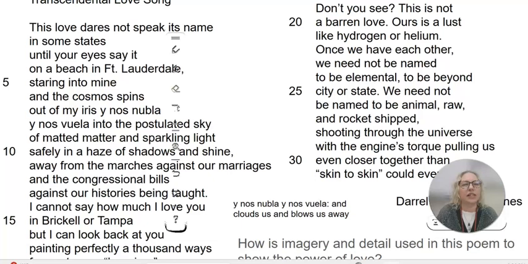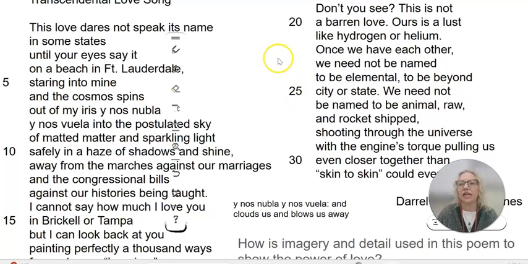This love dares not speak its name in some states until your eyes say it on a beach in Fort Lauderdale. Staring into mine and the cosmos spins out of my iris, y nos nubla y nos vuela into the postulated sky of matted matter and sparkling light, safely in a haze of shadows and shine, away from the marches against our marriages and the congressional bills against our histories being taught. I cannot say how much I love you in Brickell or Tampa, but I can look back at you painting perfectly 1,000 ways for me to say, be mine.